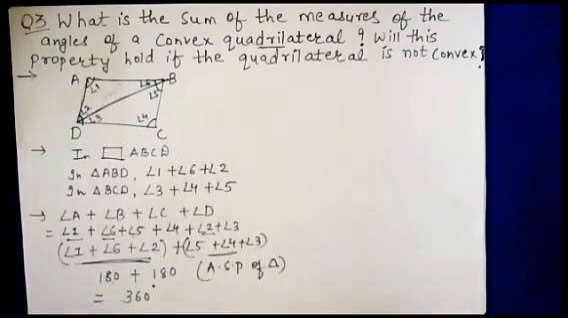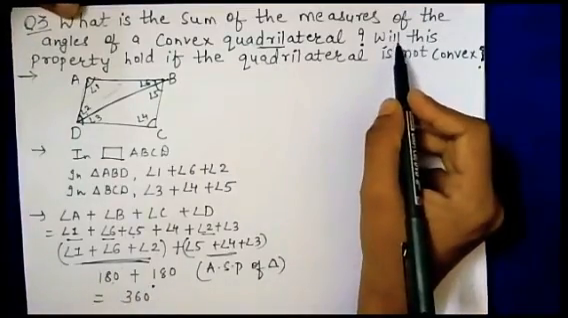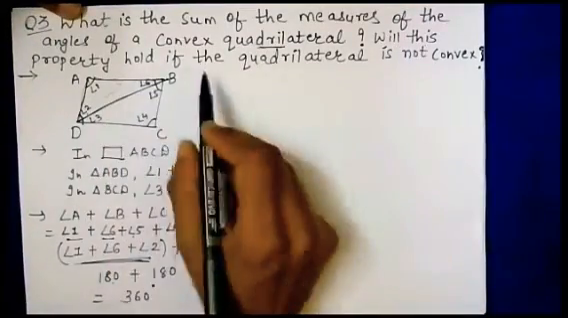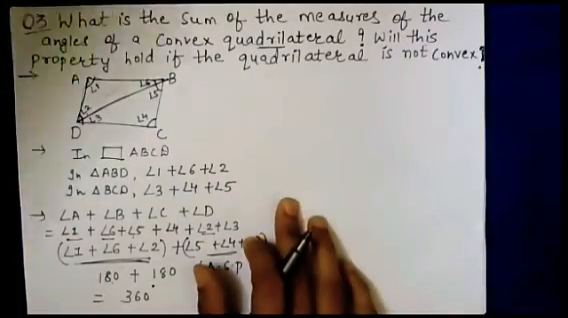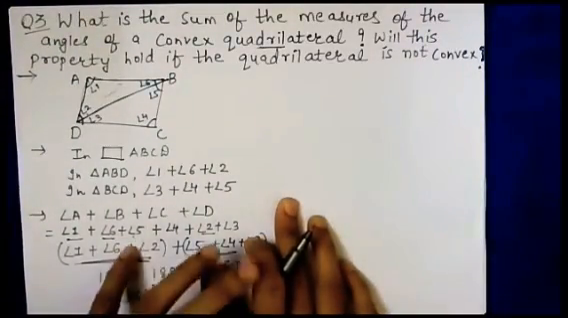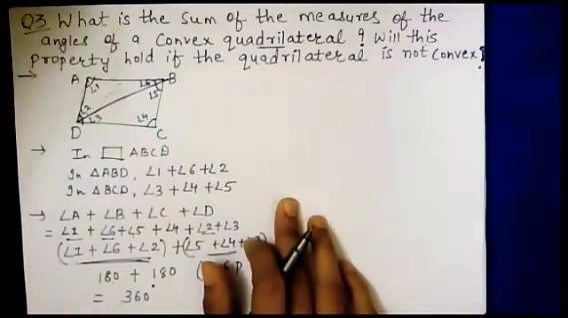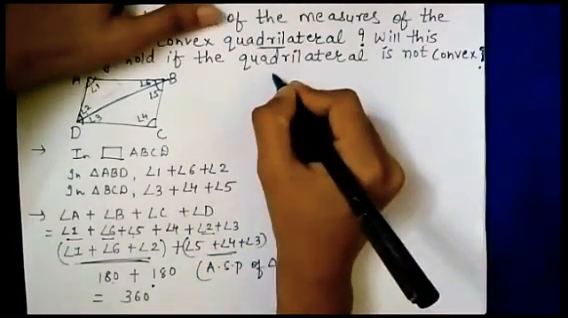So this is done. Now further they are asking whether this property holds if the quadrilateral is not convex. Now we have to check whether this property is applicable if the quadrilateral is not convex. Let us try.